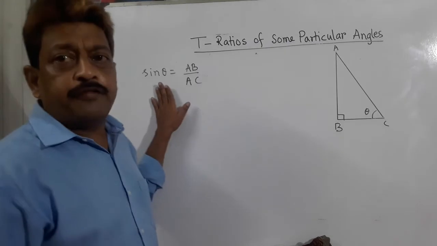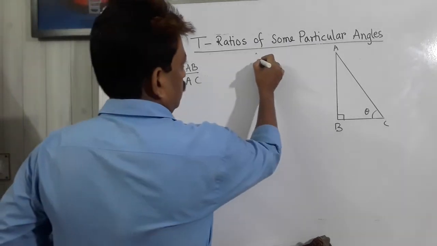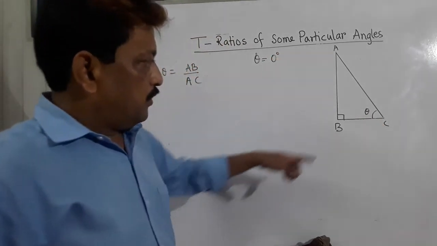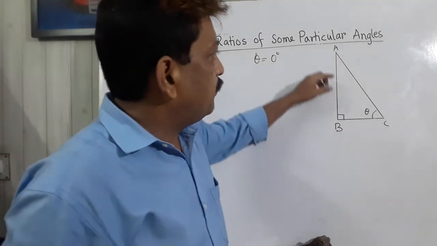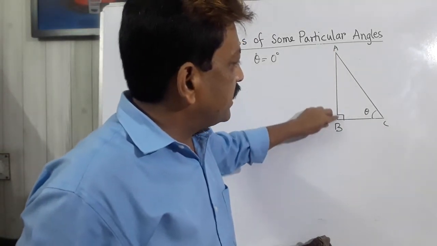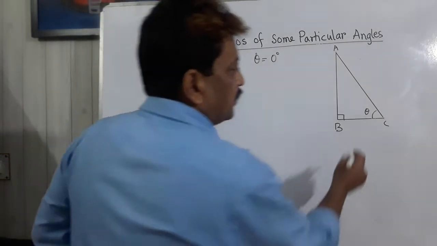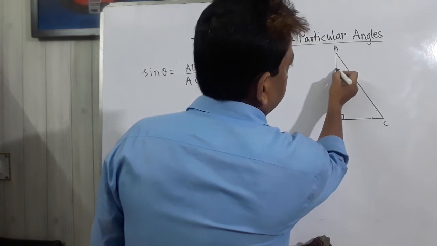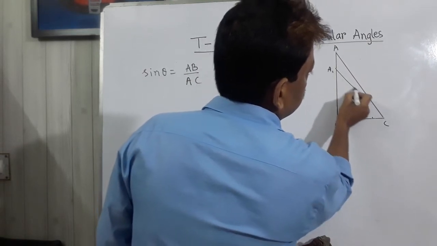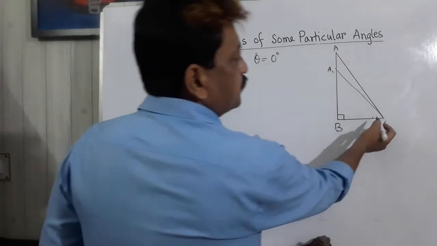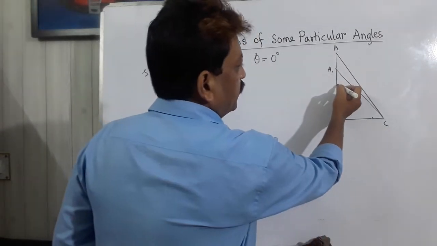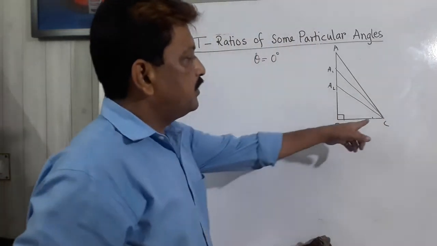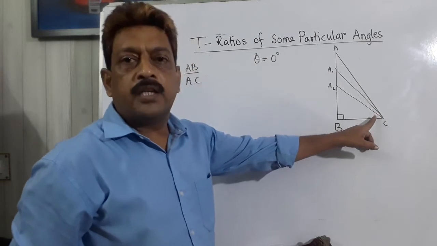Now we have to find the value of sin 0 degree. What will happen if theta becomes 0 degree? If theta becomes 0 degree, this point A will coincide with B. Suppose this angle is decreased slowly. Suppose the point A is here, then the angle will be reduced. Now let the point be here, A2. If we join this with C, again you can see that the value of theta is decreasing.